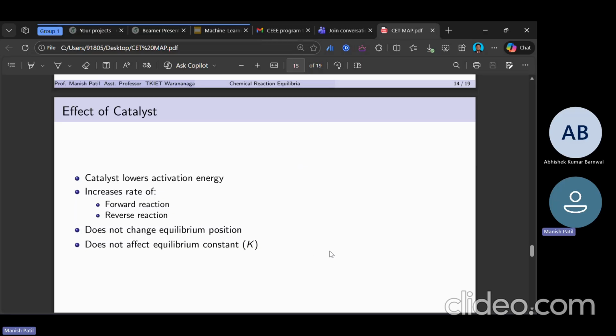Now we are going to study the effect of catalyst. A common misconception is that a catalyst changes the equilibrium constant. Actually, a catalyst lowers the activation energy and increases the rate of both forward and backward reactions, but it does not change the equilibrium constant. It helps to reach equilibrium faster.